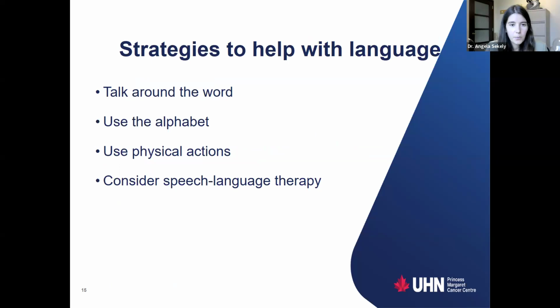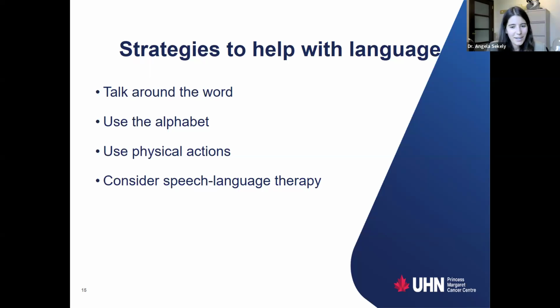A couple of strategies to help with word finding or language problems. Talking around the word can be really helpful. Instead of focusing on recalling a specific word or name, or getting stressed because you can't recall that word, talk around it. Use other words to describe what you mean. This approach reduces your stress levels and makes it easier for that word or name to come back to you. Use the alphabet: try and think of what the first letter of the word is.